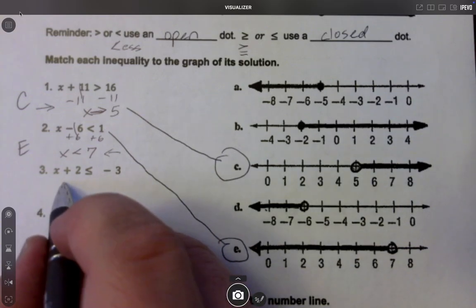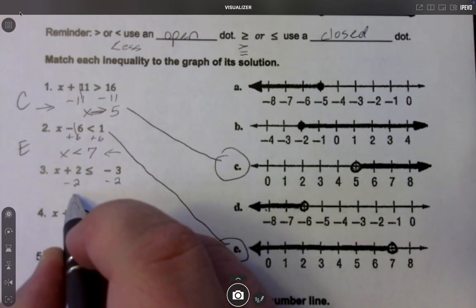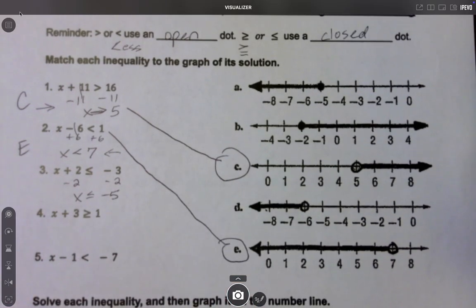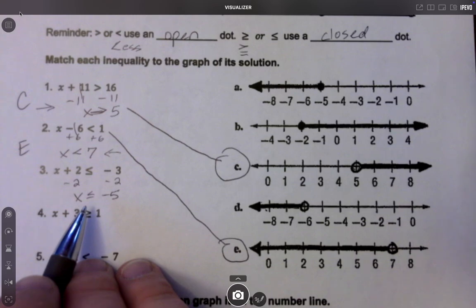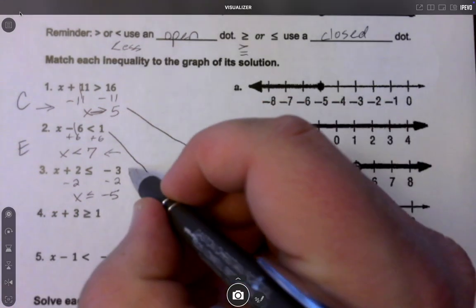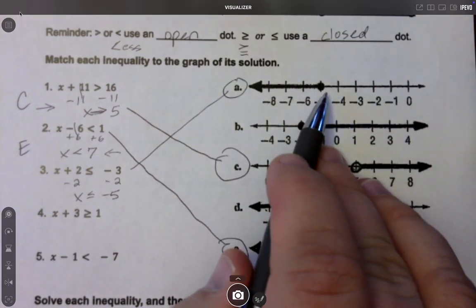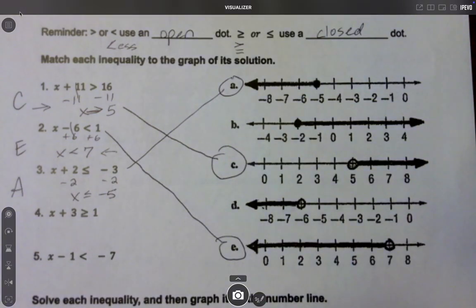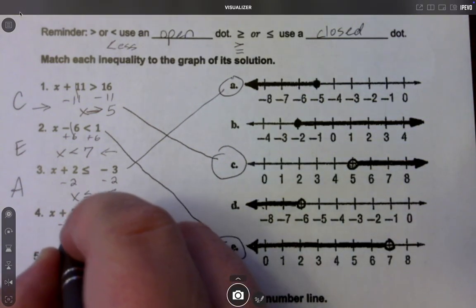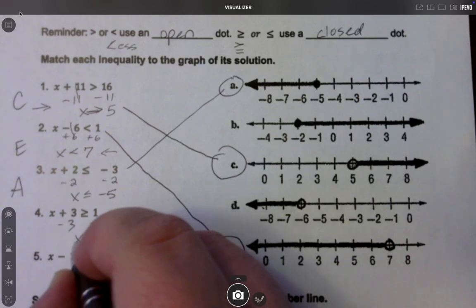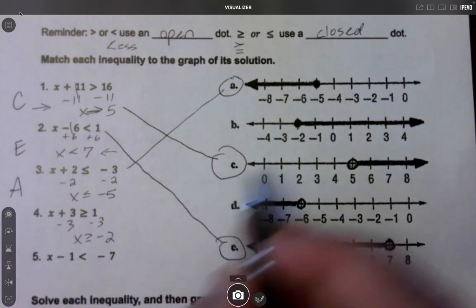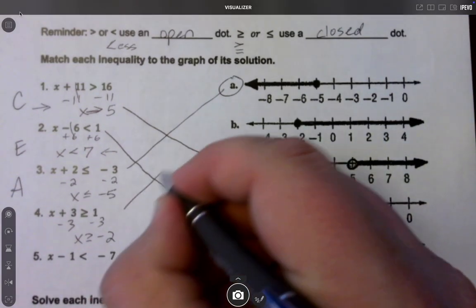Number 3, we subtract 2, because that's the opposite of adding 2. So we get x is less than or equal to negative 5. So we're looking for a closed dot this time, and we're looking for it on negative 5, so that means we look up at A, because it's got a closed dot at negative 5. Number 4, we're adding 3, so the opposite is subtracting 3. So we get x is greater than or equal to negative 2. So we're looking for a closed dot on negative 2, so that's why we'd go with B.